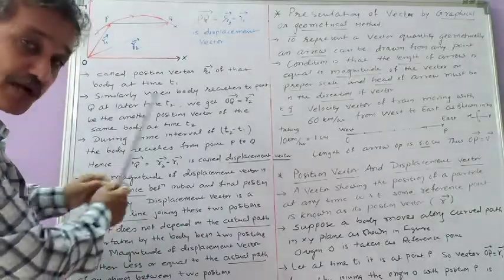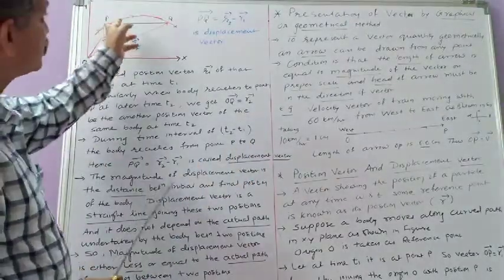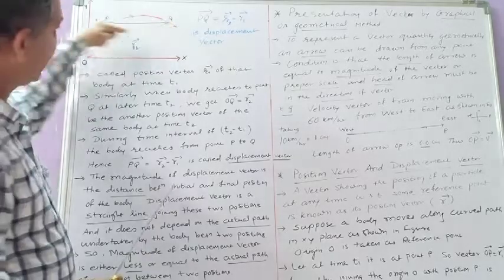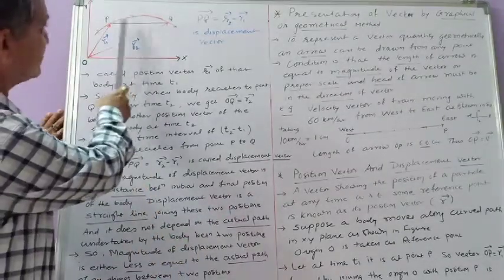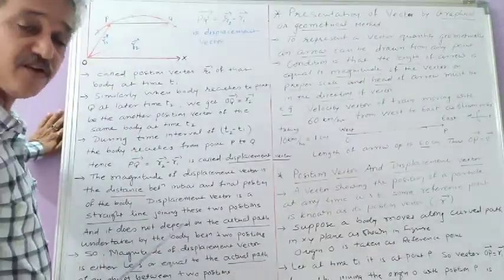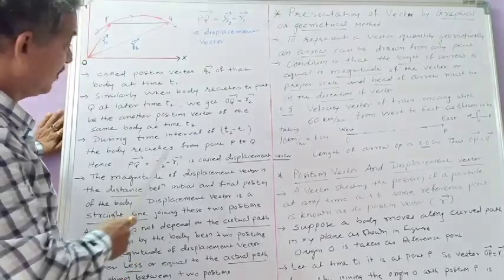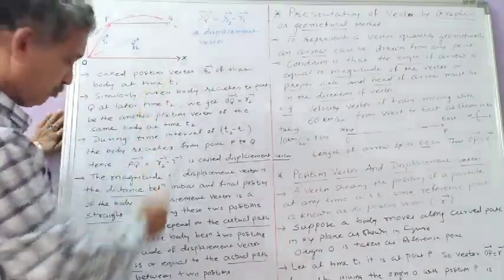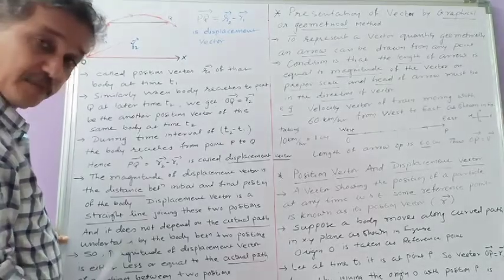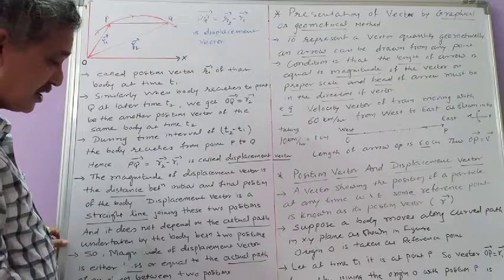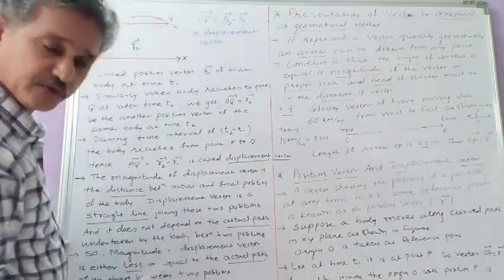The displacement vector is a straight line. We remember it is not a curved line, PQ. It is a straight line, PQ. The displacement vector is a straight line joining these two positions, initial and final position. The head of this vector PQ will be at the final position like Q. And the magnitude of the displacement vector does not depend on the actual path undertaken by the body between the two positions.